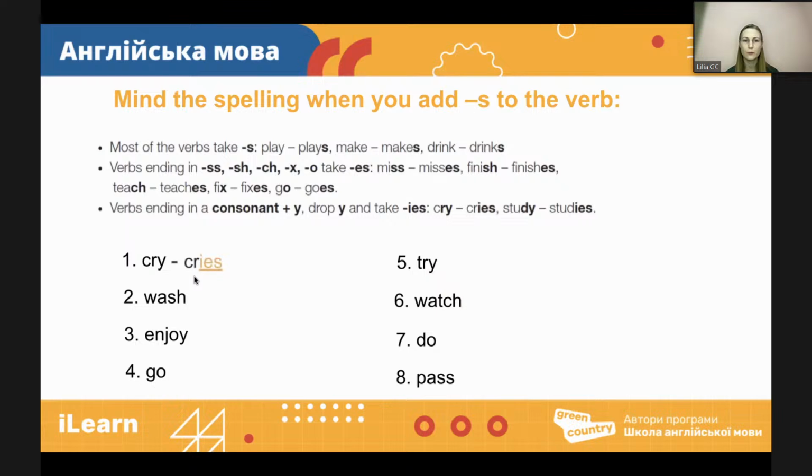Cries, of course, with -ies. To wash, then she washes. Number 2. She washes with -es ending, correct? Enjoy. What about enjoy? Again, your comments?